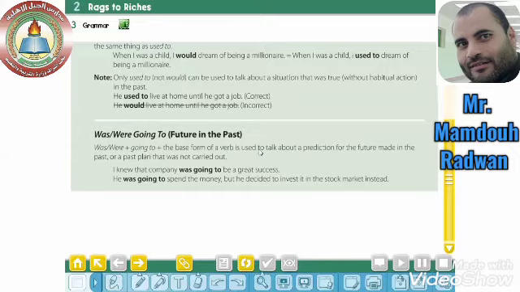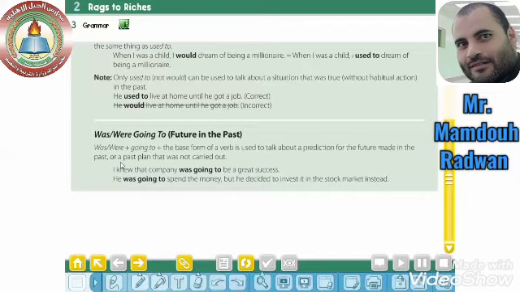This expression is used to talk about a prediction for the future made in the past, or a past plan which was not carried out. So when you predict something in the past and you are talking about this prediction now, use was or were going to. Like what? Here, I knew that company was going to be a great success. So I predicted that in the past, but now I'm talking about this prediction.